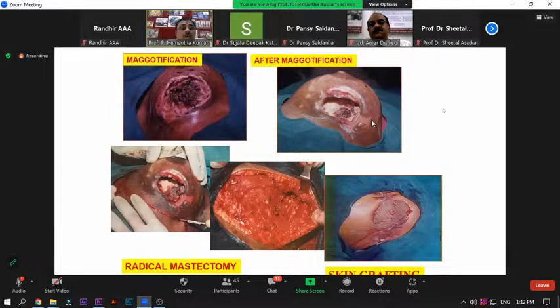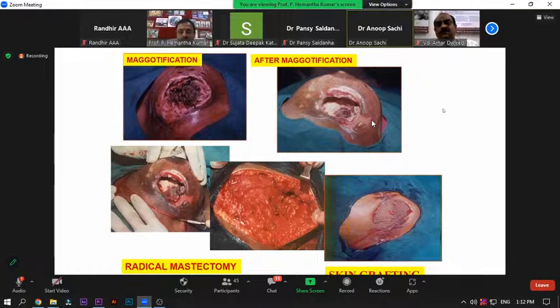delayed carcinoma of the breast. Before going to surgery, we did some maggotification, which reduced the vascularity, reduced the size of the breast and gave free mobility. After maggotification we planned for radical mastectomy. Here it is very difficult to approximate the skin also.